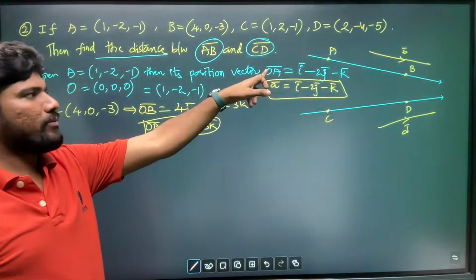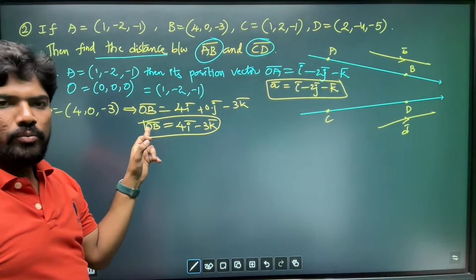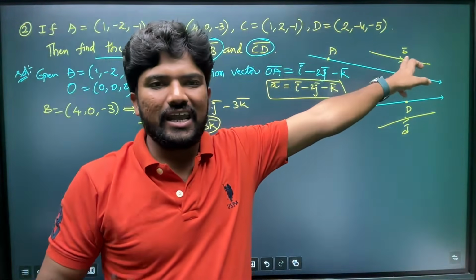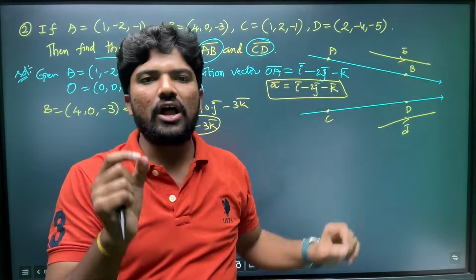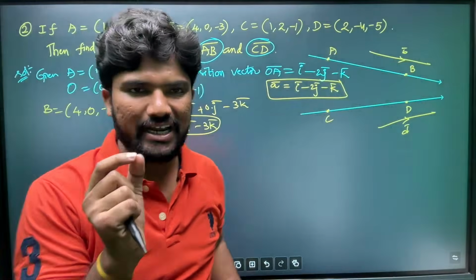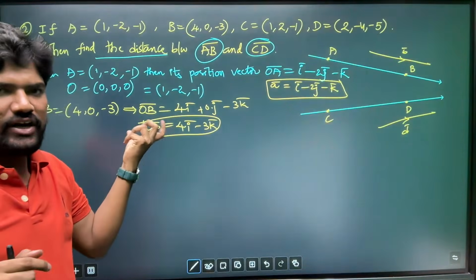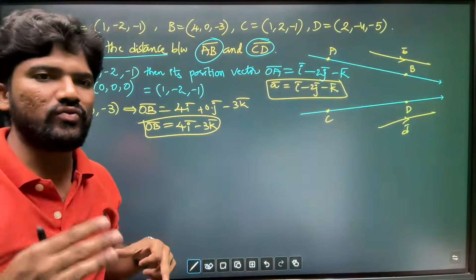So I am writing OA bar as A bar, but I am not writing OB bar as B bar. See, in this concept, B bar is not a particular vector. B bar is always the parallel vector. Clear? B bar is the parallel vector, but the position vector is different, and the parallel vector is different. I will tell you how to find B bar.